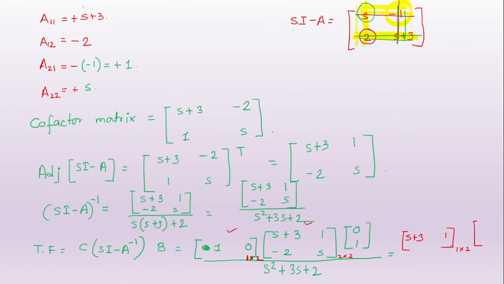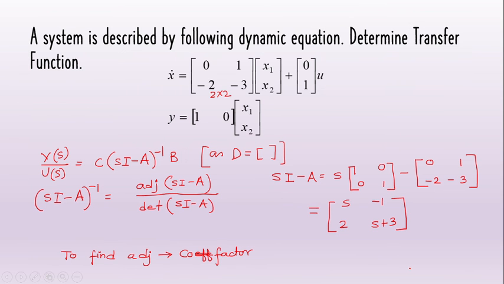Now we have to multiply this with 0 and 1. It is a 2 cross 1, so a single element will be there, over S square plus 3S plus 2. This is the row and this is the column. This part is 0, so the final value is becoming 1 by S square plus 3S plus 2. So this is the transfer function of that particular system where the A matrix is this, B is this and C is this. Hope you all understood the lecture. Thank you.